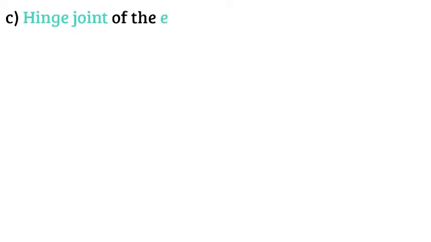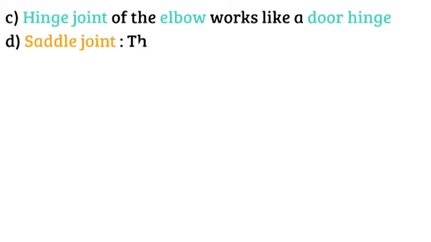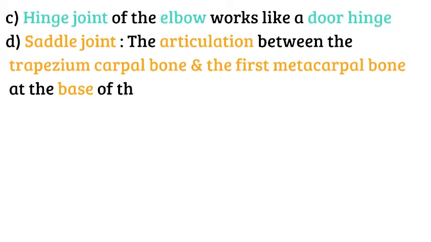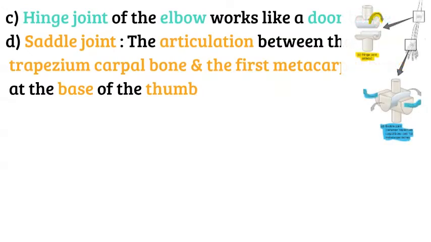C. Hinge joint of the elbow works like a door hinge. D. Saddle joint. The articulation between the trapezium carpal bone and the first metacarpal bone at the base of the thumb. This picture illustrates the hinge type of joint and saddle joint.